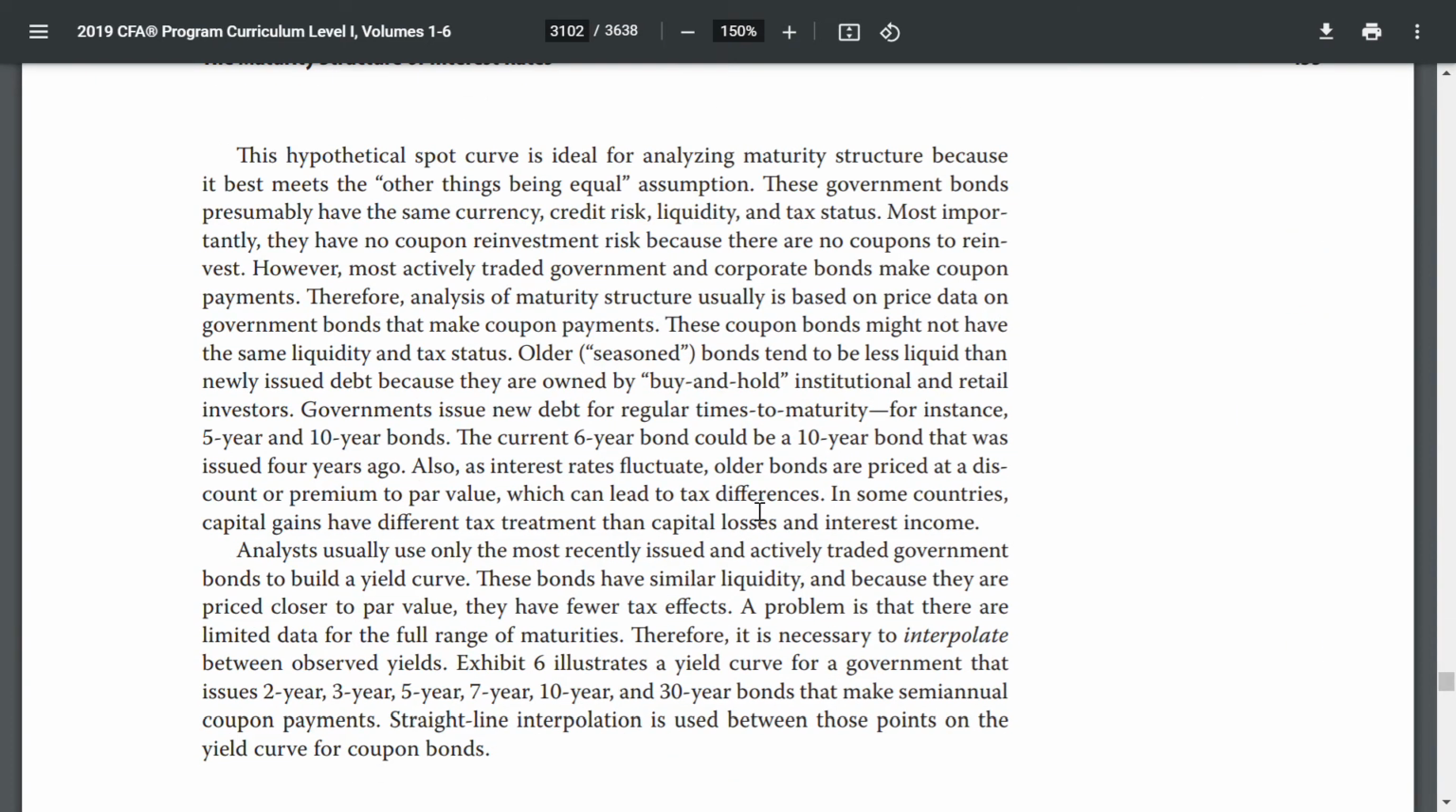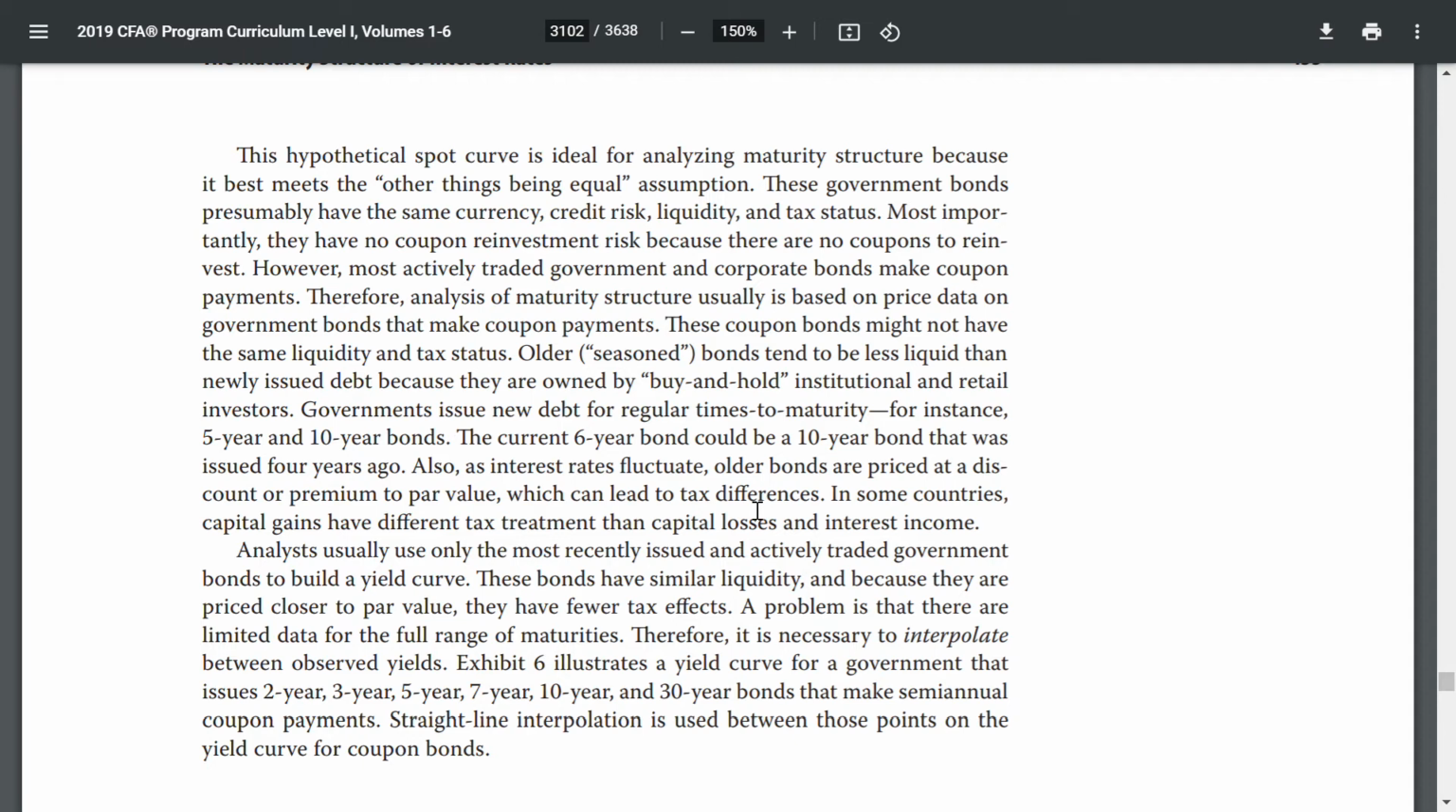The hypothetical spot curve is ideal for analyzing maturity structures because it best meets the other-things-being-equal assumptions, as government bonds presumably have the same currency, credit risk, liquidity, and tax status. Most importantly, they have no coupon reinvestment risk because there are no coupons to reinvest. Governments, however, most actively traded government and corporate bonds make coupon payments.